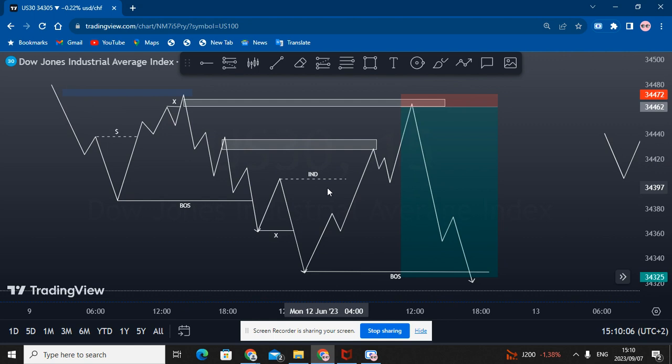Now, what's an inducement? It's that pullback a market does at first, and just makes you think that it's having a break of structure. Well, it's not having a break of structure, something like this. So that first pullback it does induces people to think that it's going to have a break of structure, and a lot of people are going to be induced to sell here. That's what we call inducement.